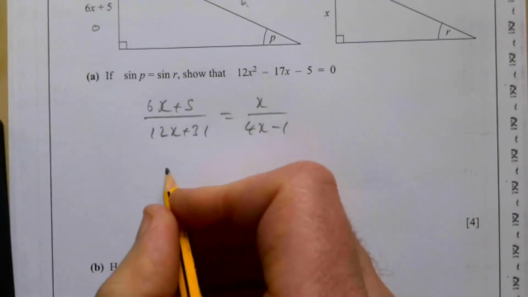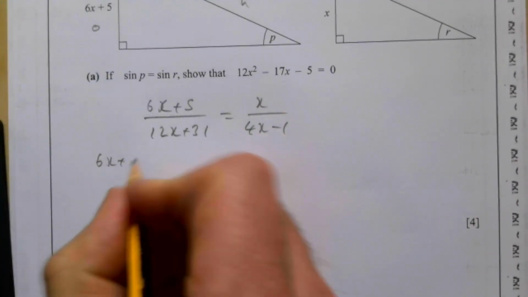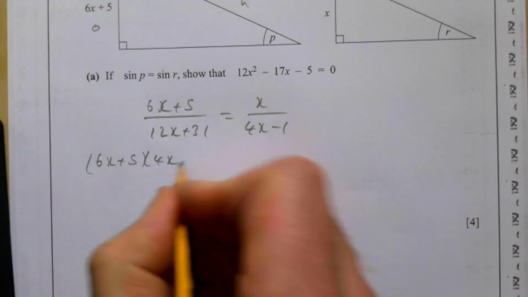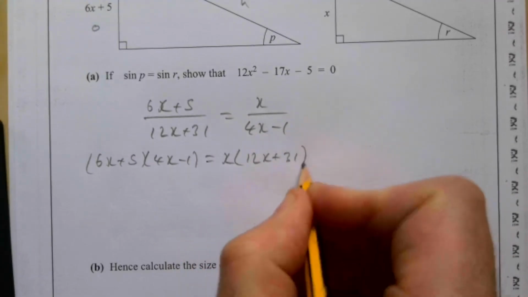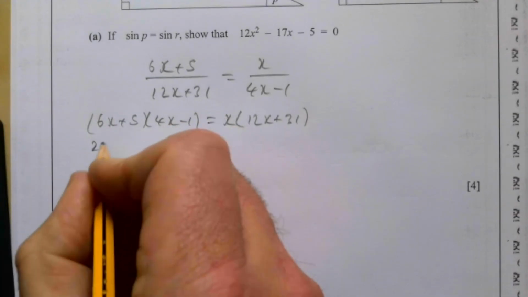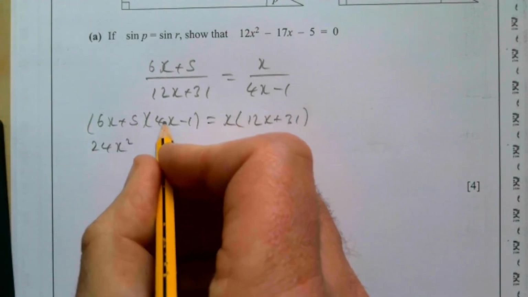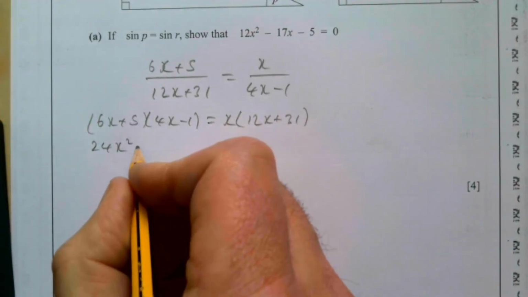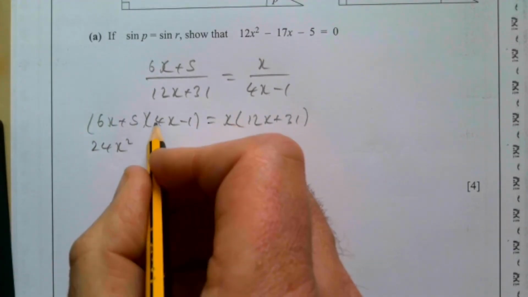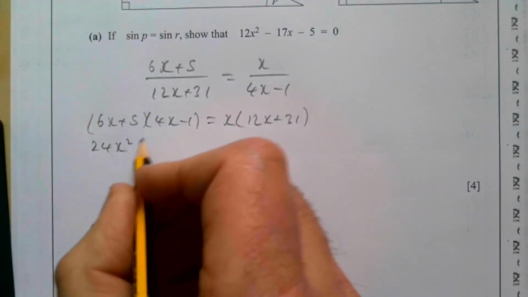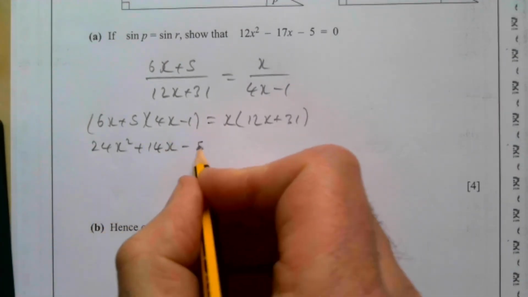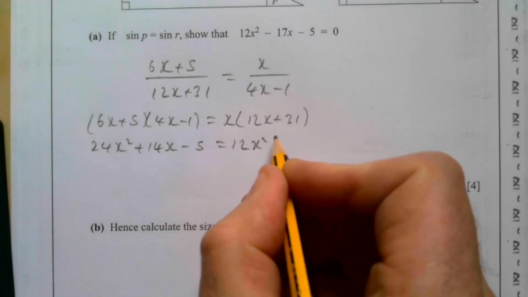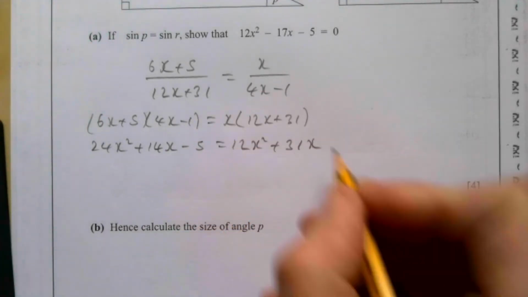This is one of the scenarios where you can do a cross multiplication, so I'm going to cross multiply. So I have 6x plus 5 upon 4x minus 1 equals x upon 12x plus 31. Multiplying out my brackets, 6x plus 5 by 4x minus 1 gives 24x squared, plus 20x minus 6x, so it's plus 14x minus 5, equals 12x squared plus 31x.